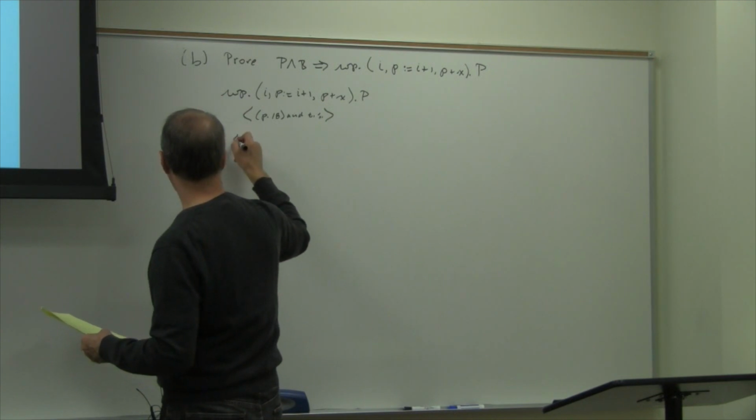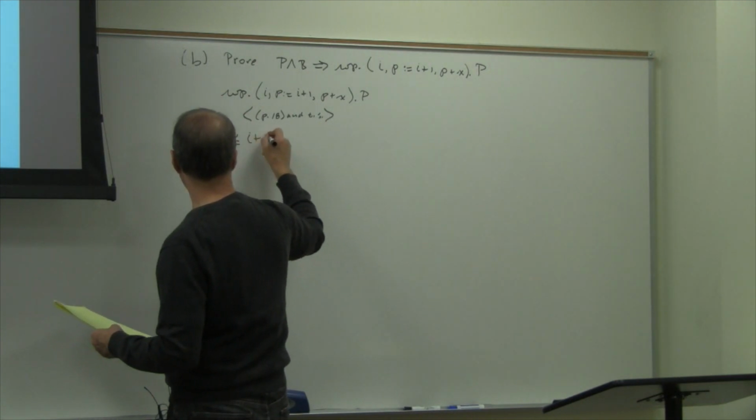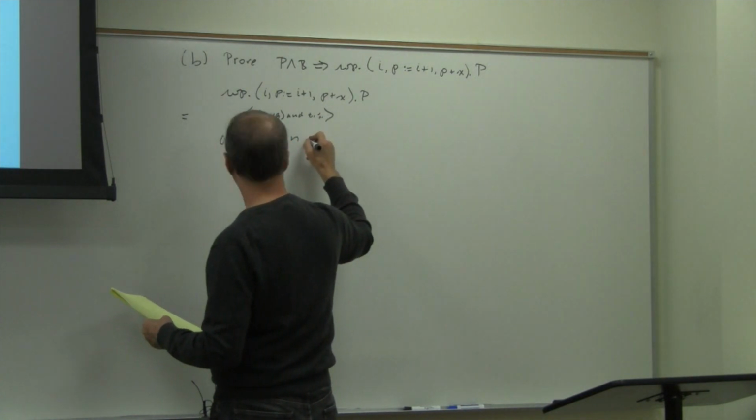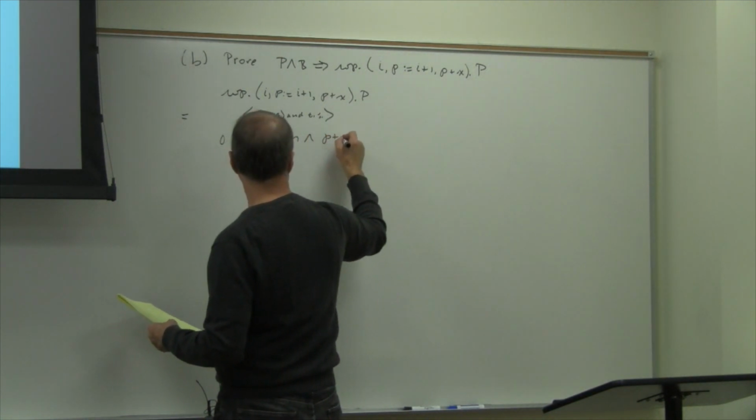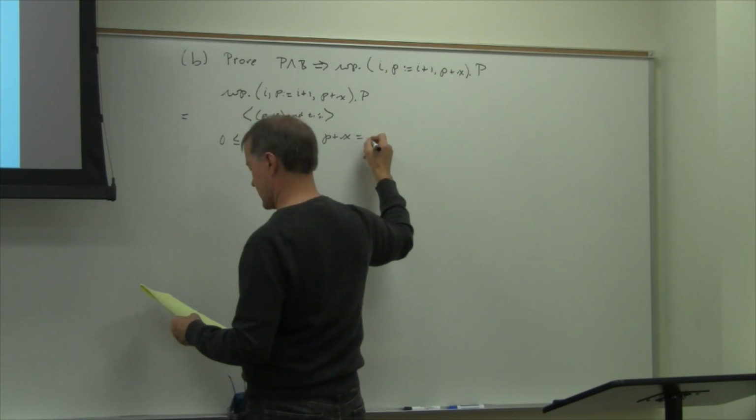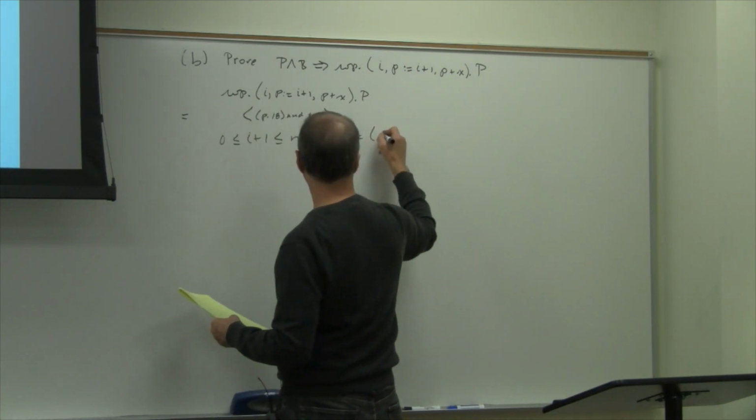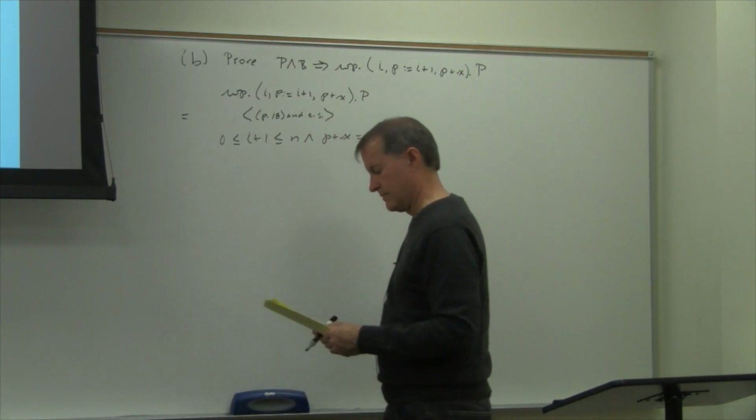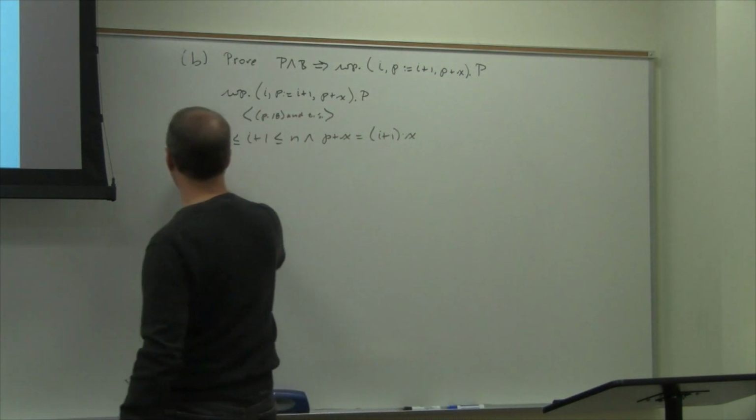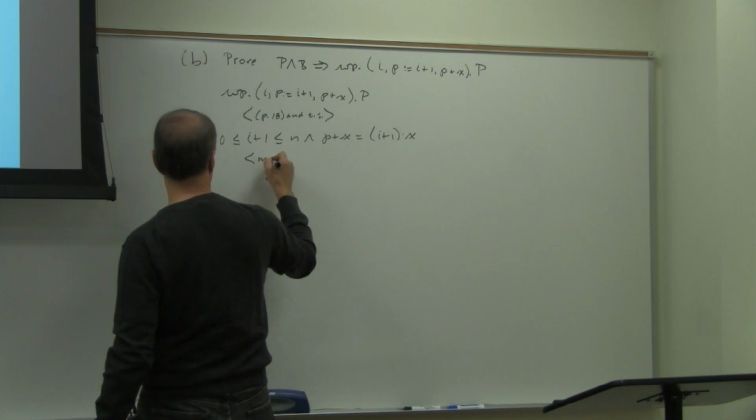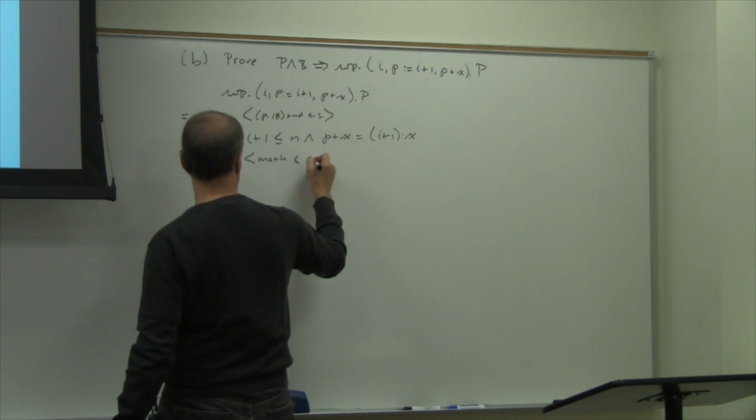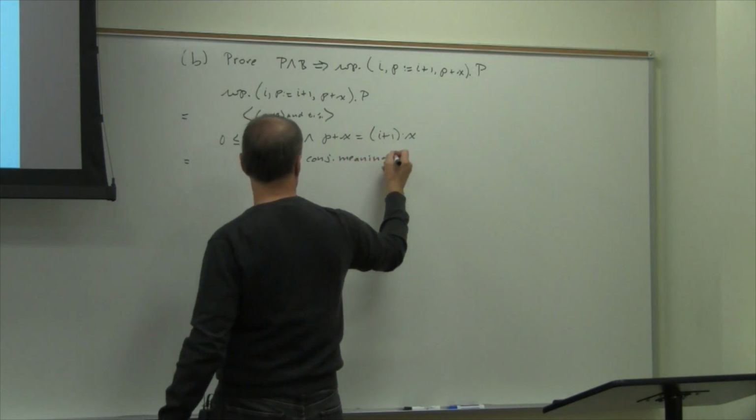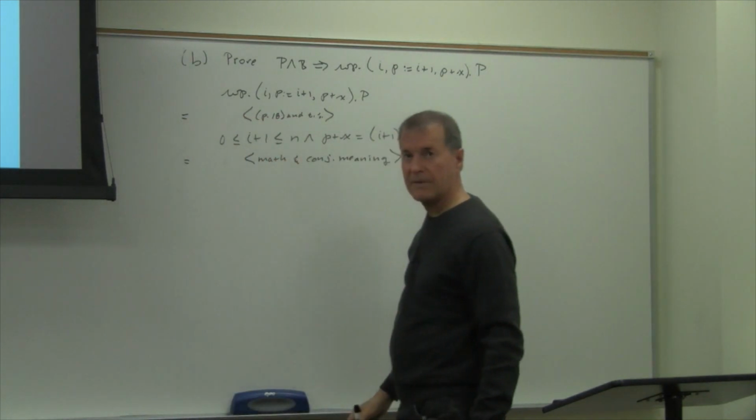0 is less than or equal to i plus 1, i plus 1 less than or equal to n, and p plus x equals i plus 1 times x. Is everybody good with that? So here we have math and conjunctive meaning. Are we good? Math and conjunctive meaning.